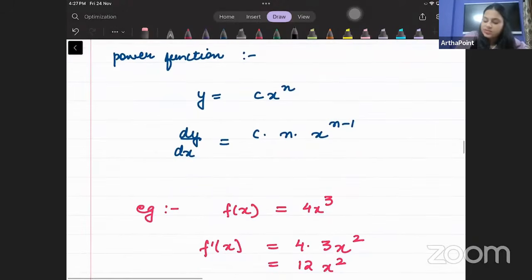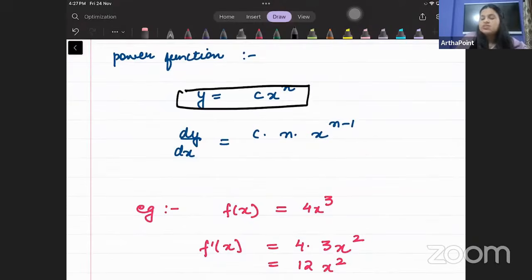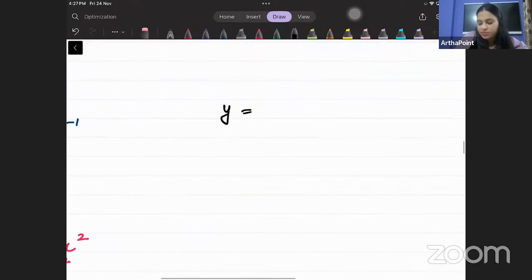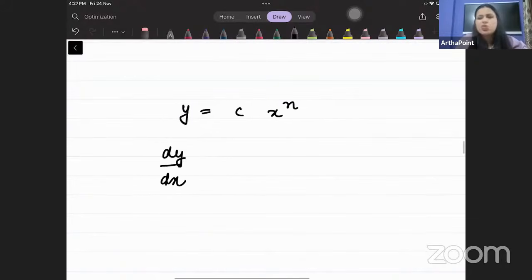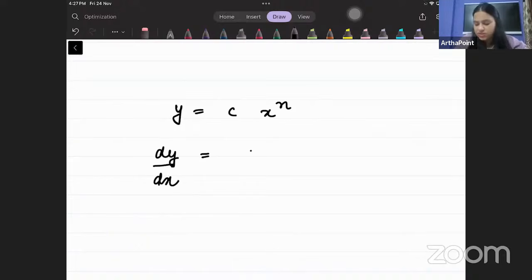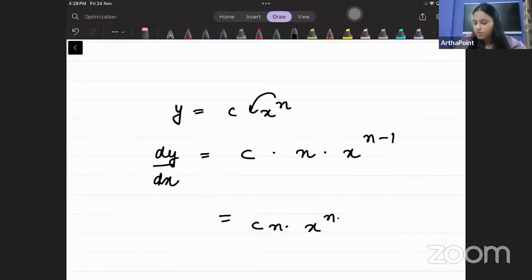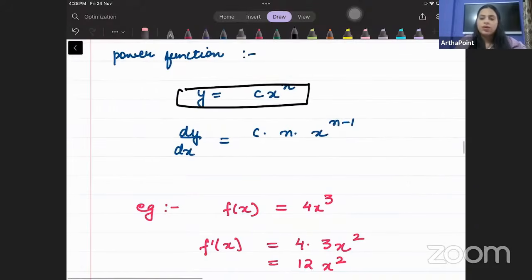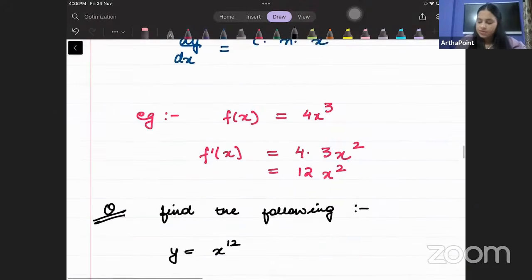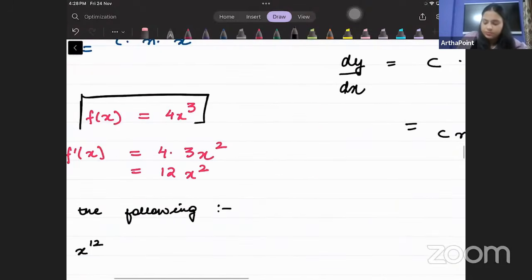Now let's look at this. y is equal to c x to the power n. So dy by dx will be what, beta? c is a constant, leave it aside separately. Power will come down, power will reduce by 1. So it will be cn into x to the power n minus 1. Has this become clear?